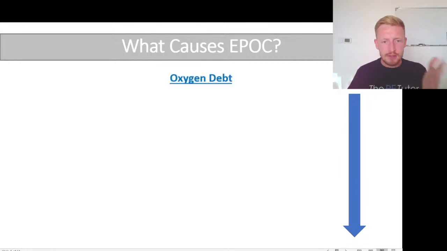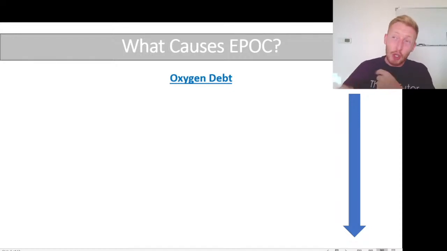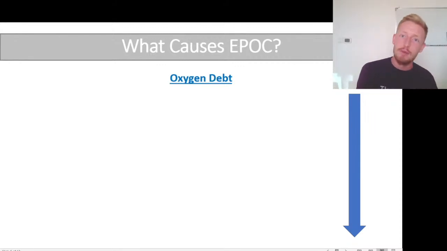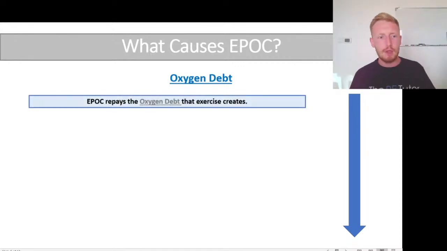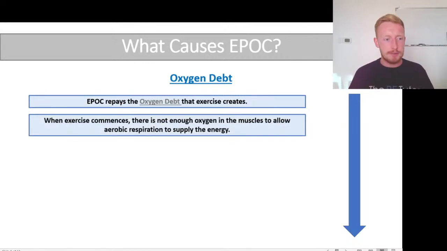So it's because of this phrase here, oxygen debt. We are repaying the oxygen which we could have done with at the start of exercise, but we didn't have it there. So it's repaying this oxygen debt that was there at the beginning of exercise. Now, when exercise commences, there's not enough oxygen in the muscles to allow aerobic respiration to supply the energy.